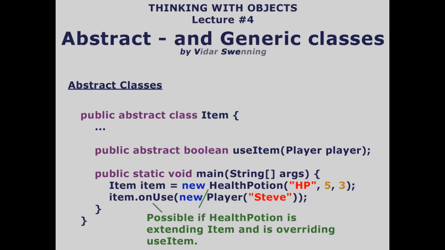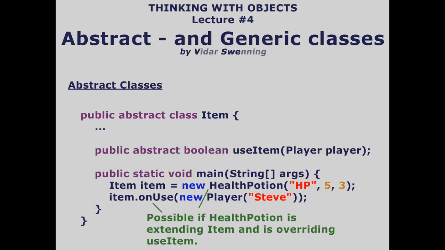Then we can add an abstract method. So we add public abstract boolean useItem, and observe that we have to add that in an abstract class, otherwise it won't work. So that's why we made the class abstract in the first place. And there we can see that we can actually create a new HealthPotion if that HealthPotion class is extending Item, so it's a subclass of Item, and it's also overriding useItem, so it's defining how we're supposed to use this item. And therefore we can still use item.onUse, even though the Item class itself is not defining how to use the item.